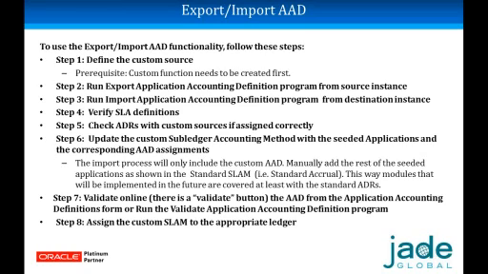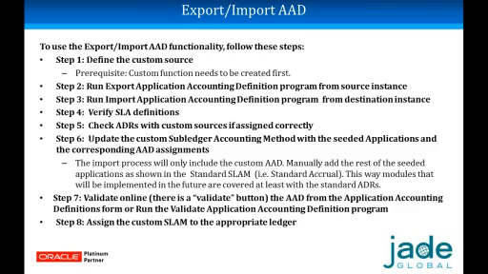The next step is to update the custom Subledger accounting method with the seeded application and the corresponding AAD assignments. The bad thing is that the import process will only include the custom AAD. It does not come with the seeded application. So you have to manually add the rest of the seeded application as shown in the standard Subledger accounting method. This way, modules that will be implemented in the future are covered at least with the standard ADRs.